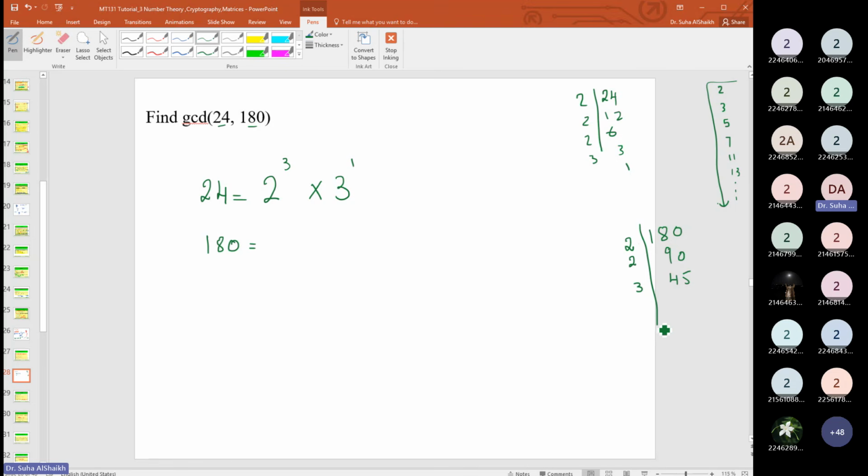It is divisible by 3, and the result is 15. Divisible by 3, the result is 5. Divisible by 5, and the result is 1. So it is 2, 2, 3, 3, and 5. So this is 2 power 2.